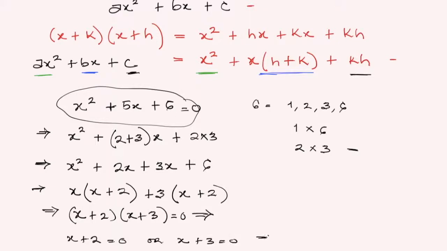And then if we explicitly solve for x using this, we can say that if we make x the subject of the formula here, subtracting 2 from both sides, we have that x is equal to minus 2 or x is equal to minus 3. So these are the roots. These are called the roots.